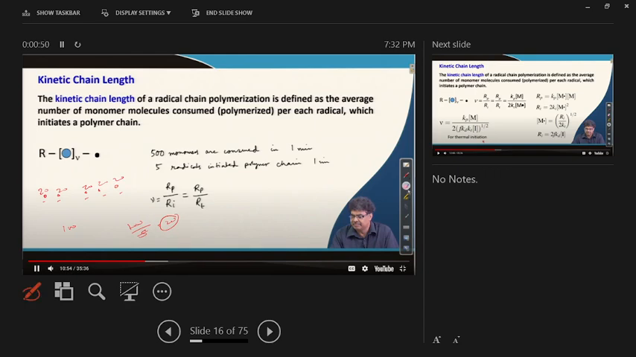Similarly, in the starting of the reaction, suppose 5 initiators are generated, or you can say 5 radicals are generated, and again there are 100 monomers. Each radical will take monomers. We can assume each radical will take the same amount of monomer, so you divide 100 by 5, and 20 monomers will be there. The chain will increase like that, and this chain will contain 20 monomers.